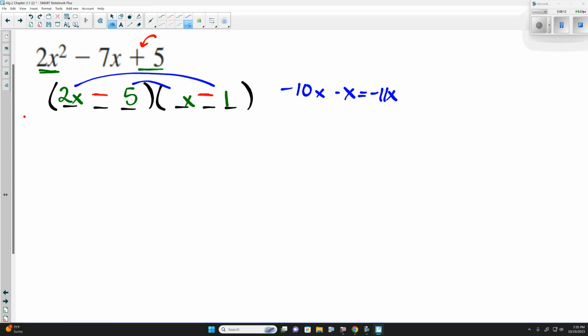Five and 1. And again, we're going to check it. 2x times negative 1 is negative 2x. Negative 5 times x is negative 5x, which gives us negative 7x. Is that what we wanted?